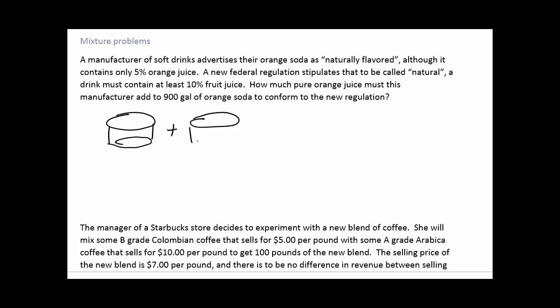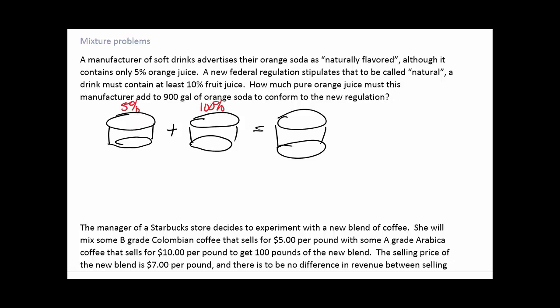Okay, so what we've got here is three different containers of juice. I want to take the original amount, add some new stuff to it, and I'm going to get an even more of the third amount. Well, what do I know about each of the containers? I know that this first container has only got 5% juice in it.